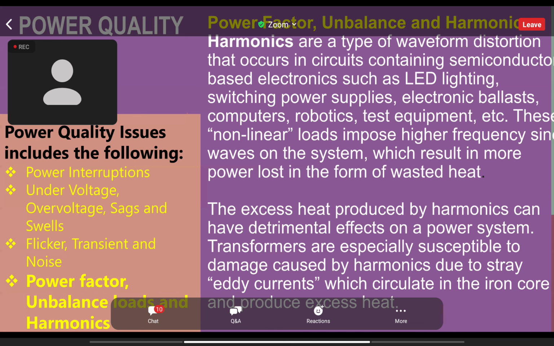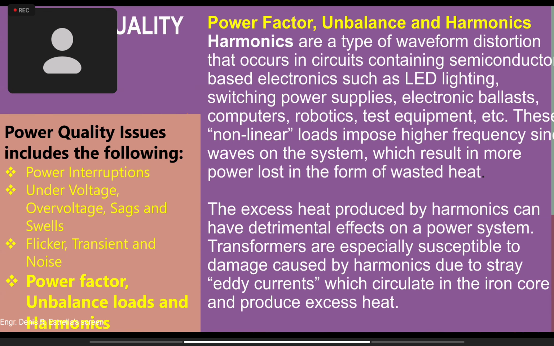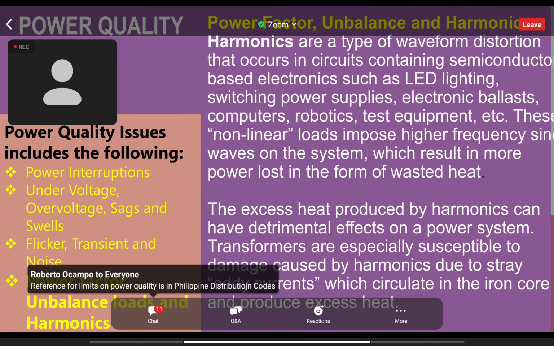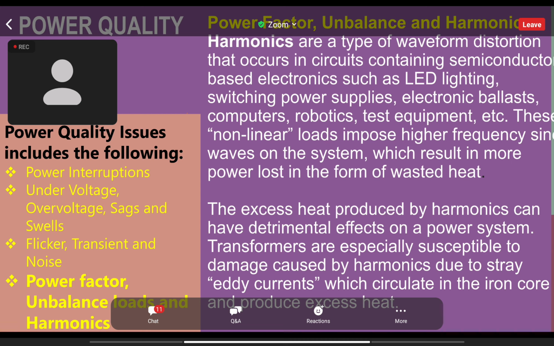So these nonlinear loads impose higher frequency sine waves on the system, which result in more power loss in the form of wasted heat. So pag mataas ang harmonics, mataas ang frequency, mainit. Because we calculated the power doon sa eddy current loss, power proportional to the square of the frequency. So the higher the frequency, the bigger the heat, the larger the power loss and wasted in the form of heat pag mataas ang frequency. So therefore, this is a problem in our system. It is unnecessary and it is a power quality issue that needs to be addressed.